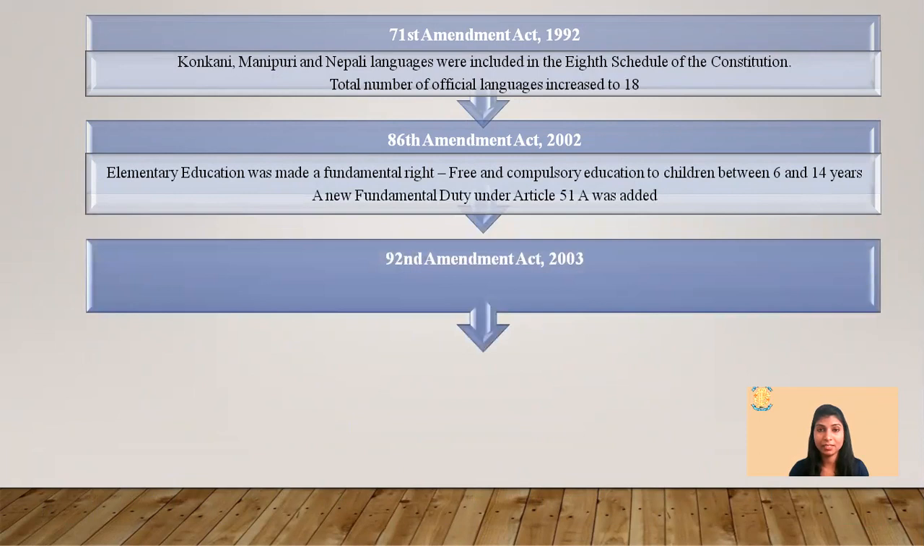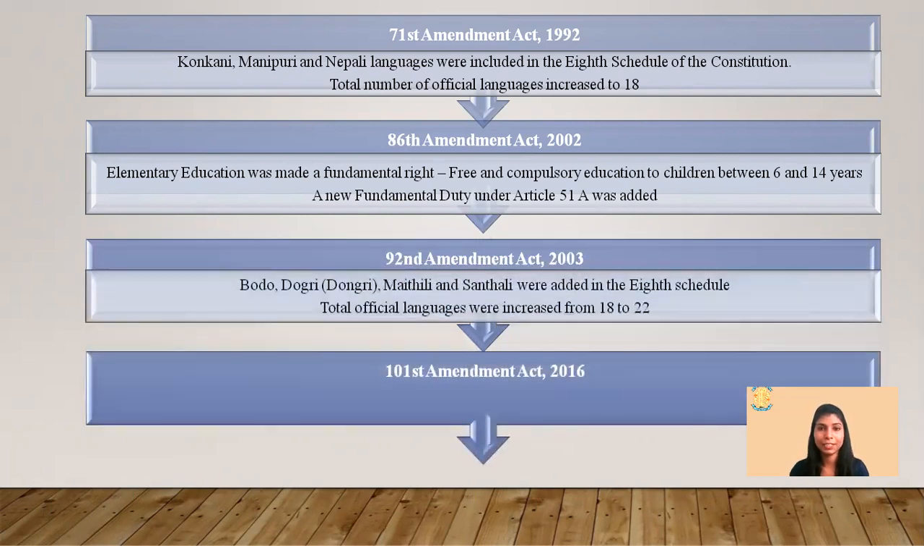In the 86th amendment, elementary education was made a fundamental right. Fundamental right we have seen, right to education, 21A. So it is free and compulsory education for children between 6 to 14 years of age. A new fundamental duty under Article 51A was also added under this amendment.